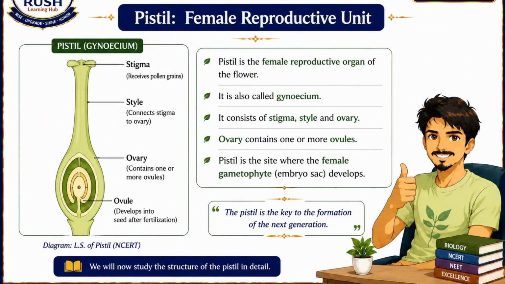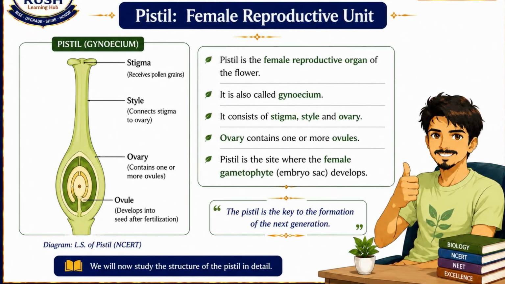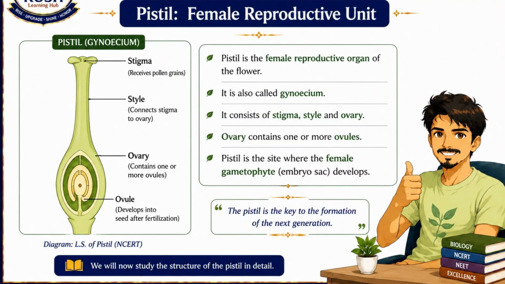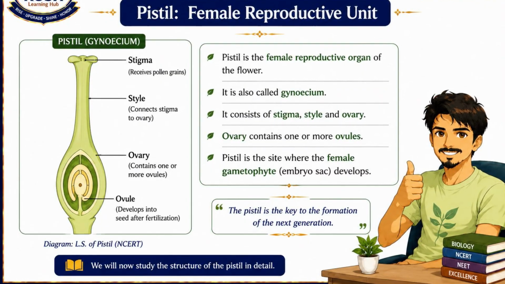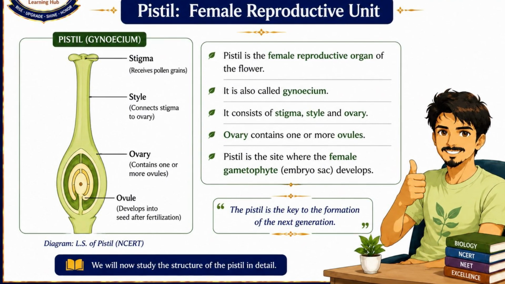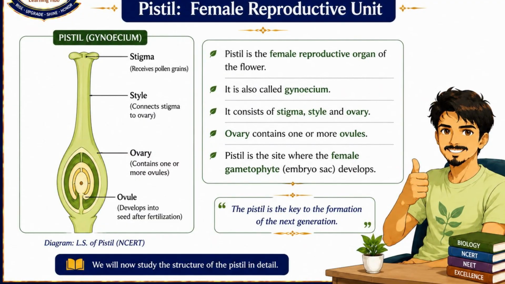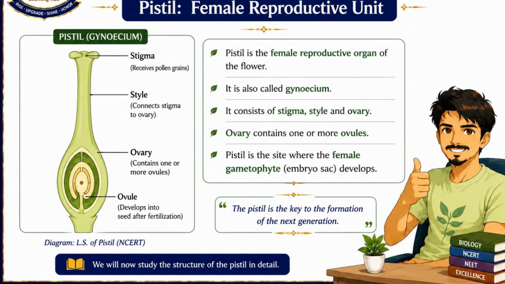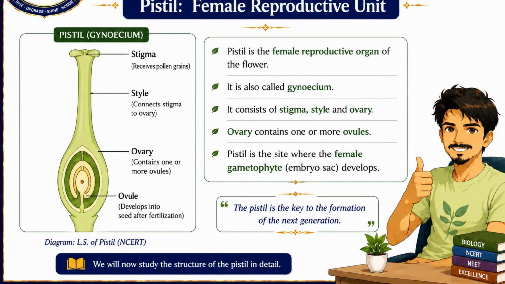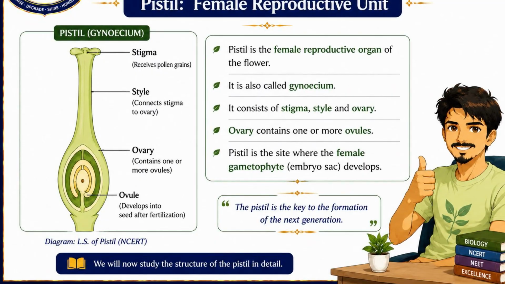The pistil, also known as the gynoecium, is the female reproductive organ of a flower. It consists of three main parts: stigma, style, and ovary. The stigma receives pollen grains during pollination, the style connects the stigma to the ovary, and the ovary contains one or more ovules. Inside the ovule, the female gametophyte, known as the embryo sac, develops. Thus, the pistil plays an important role in the reproductive process of flowering plants.